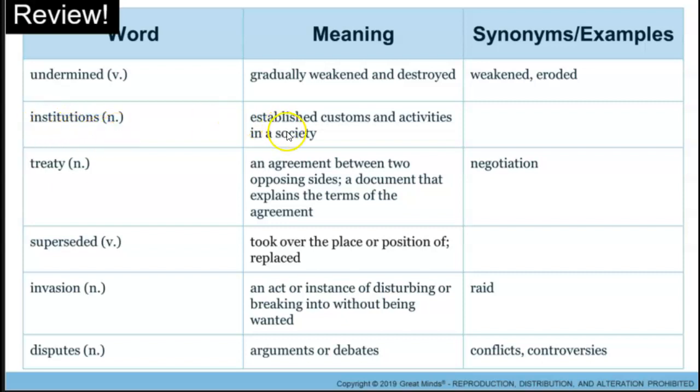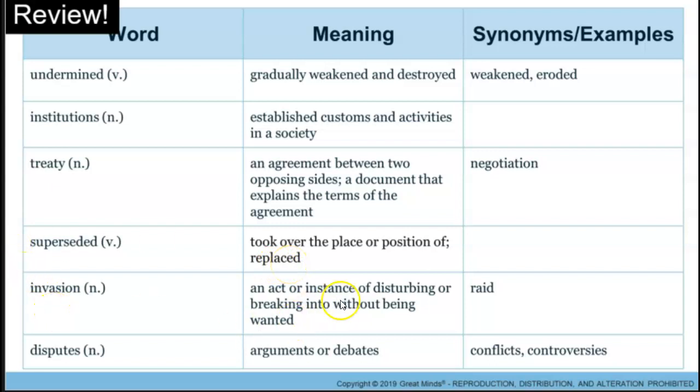Institutions. They are established customs and activities in a society. Treaty. An agreement between two opposing sides, or a document that explains the terms of the agreement. This could also be known as a negotiation. Superseded. Took over the place of, or position of, or replaced.